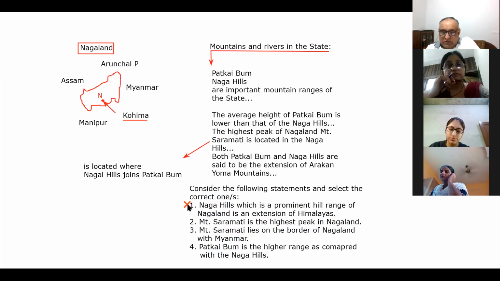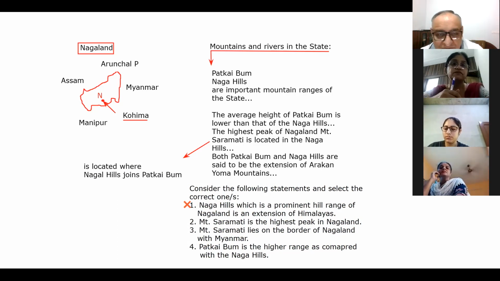False. But sir, third सही है सर, yes. But see, it is quite genuine for the examiner to put this question before you, that the Naga Hills region is an extension of Himalayas, or an extension of the Arakan Yoma. So you must know it. It is expected from you.